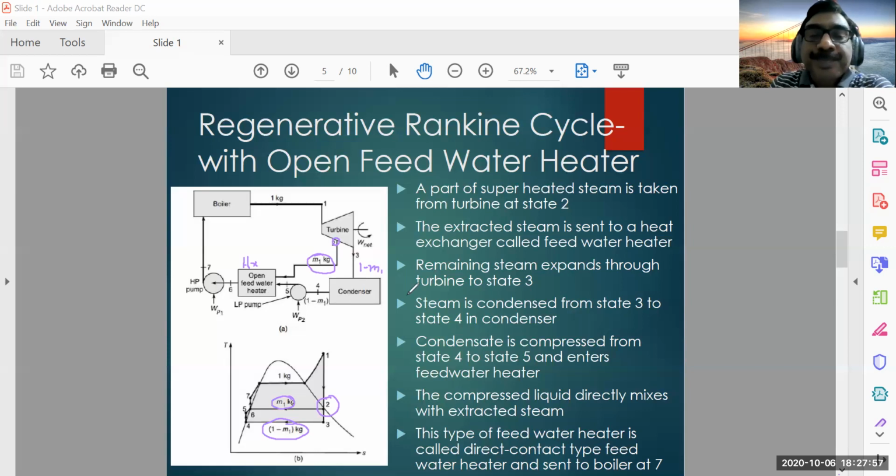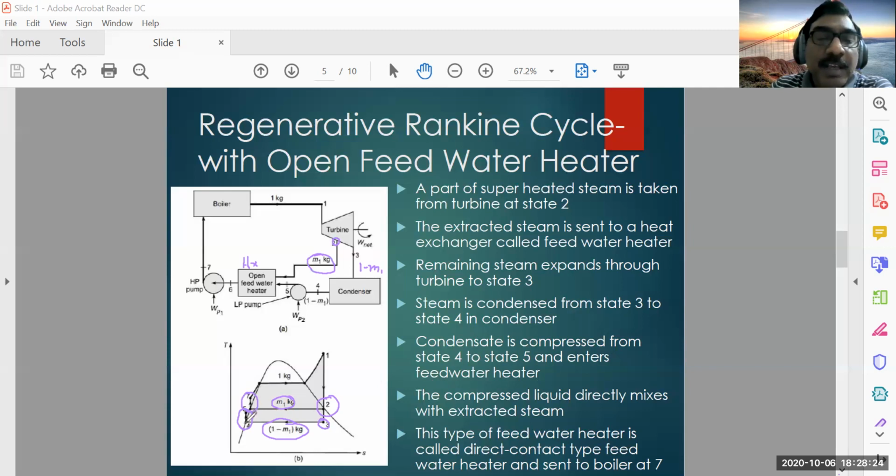Here the remaining steam, 1 minus m1 kg, is condensed from state 3 to state 4, and the condensate is compressed from state 4 to state 5 and enters into the feed water heater. So this is the pump work. Here there are two pumps basically. One is this pump and another is this pump.